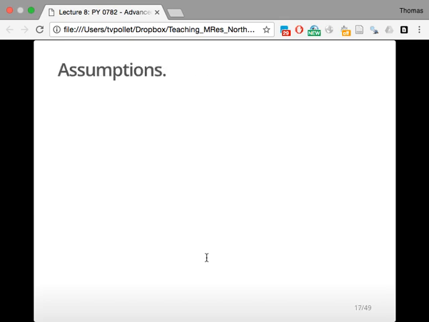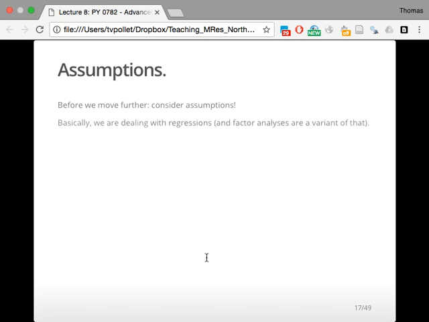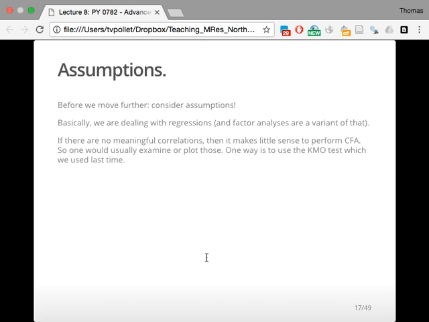So before we go on and actually plot our model, something very important, which are assumptions. We have to consider several assumptions. One is we're dealing with regressions, and factor analysis is a variant of that. We talked about the assumptions for factor analysis, and by and large, what we saw last week applies this week as well. So if there are no meaningful correlations, for example, it doesn't make sense to do factor analysis.